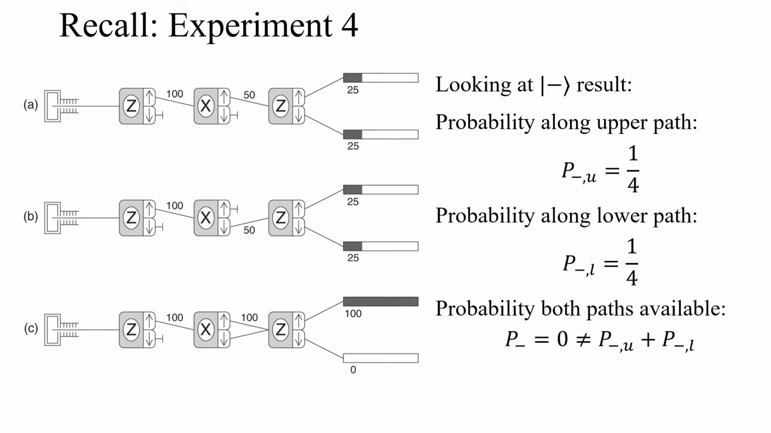If we look at when we have the possibility of both paths going into there, we get 0% of our beam reaches spin down, which is really weird. That's not how we would expect the probabilities to behave. If a quarter of the beam can make it through the upper path, and a quarter can make it through the lower path, if we open both paths, we would expect a half of our beam. We would expect to just add those probabilities together. That's not what we see.